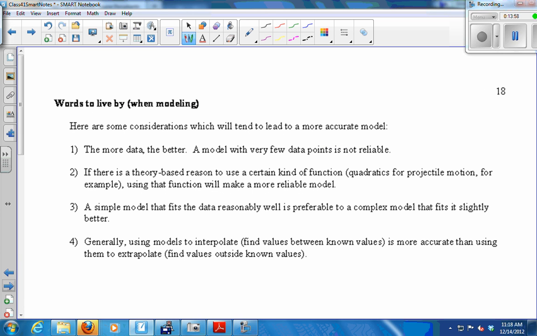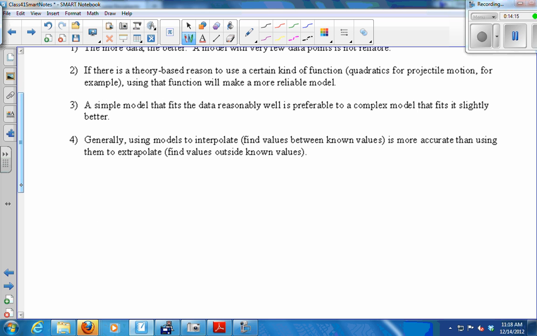And some words to live by when you're doing data fitting or modeling. The more data, the better. If there's a theory-based reason to use a certain kind of function, i.e. quadratics for projectile motion, use that. Use the simplest model possible. So if you can use a quadratic instead of a quartic, do it. And generally using models to interpolate, which means to find values between the values that you know, is more accurate than using them to extrapolate, which means finding values outside of the data set. Okay.